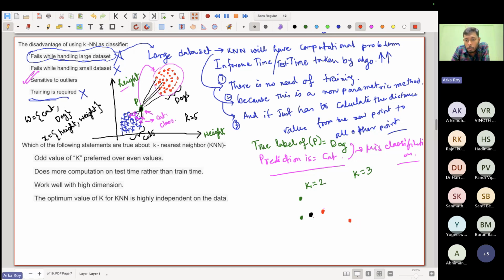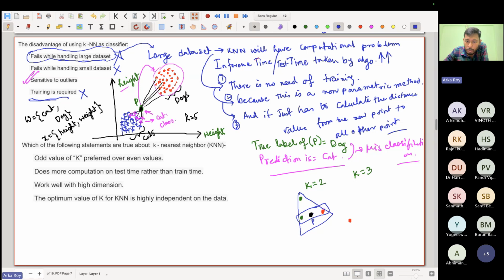Okay, so this is what your data point basically looks like in this particular case. This is the unknown data point. For K equal to 2, you will choose only these two data points. However, for K equal to 3, you will choose this set of 3.